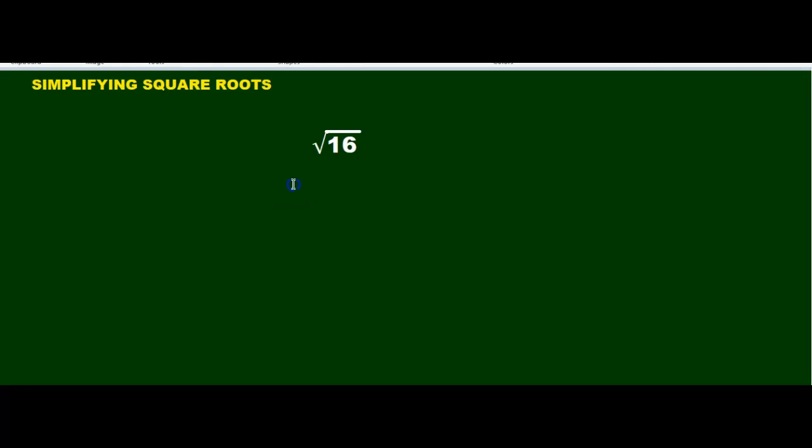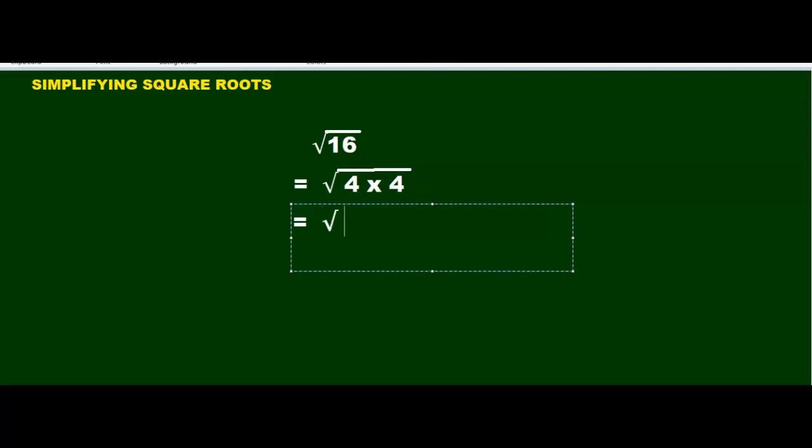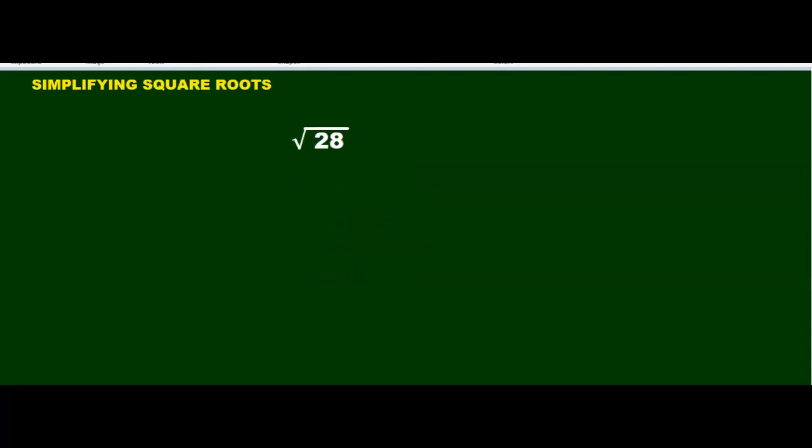Because 16 is a perfect square, we can simplify it easily because we can say that 16 equals 4 times 4, square root that. We can also say that 4 times 4 can be written as square root of 4 squared, and because the square and the square root cancel each other out, the square root of 16 equals 4. Very simple. Final answer. Let's look at this problem.